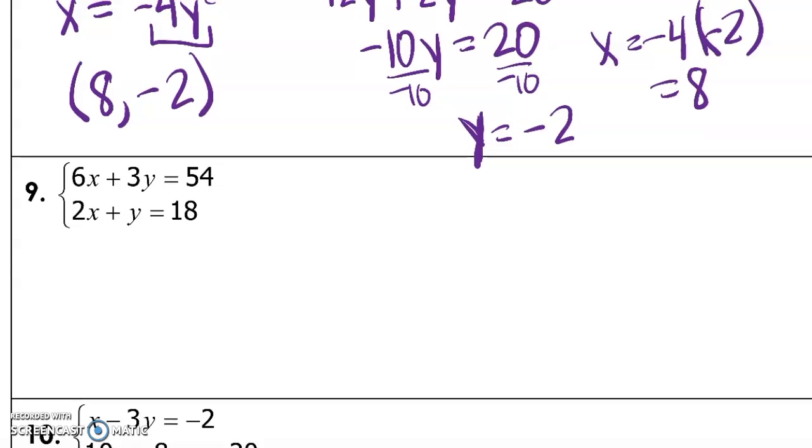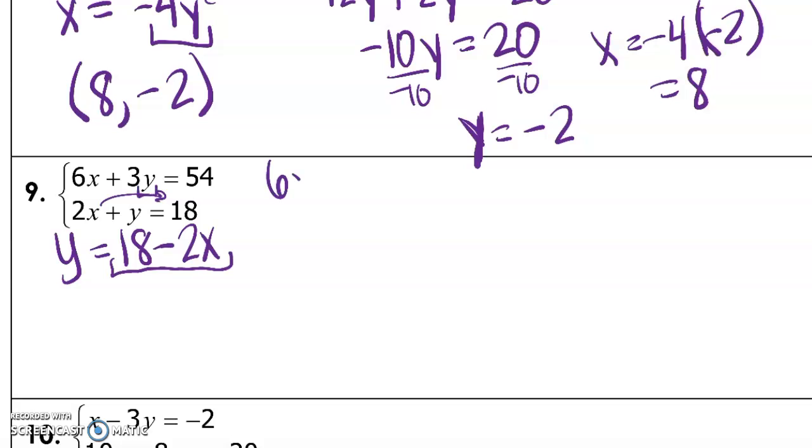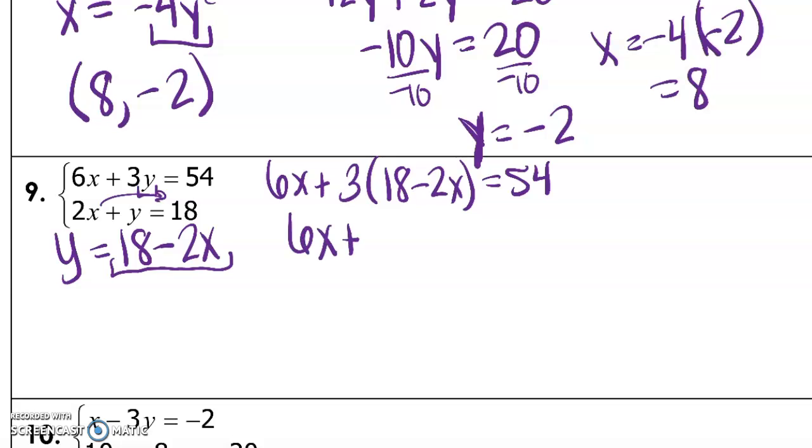Number 9, the bottom y is the easiest to get by itself. So to move that to the other side, you would subtract it. So y equals 18 minus 2x. So we need to plug 18 minus 2x in for the top y. 6x plus 3 parentheses 18 minus 2x is equal to 54. So 6x plus 54 minus 6x is equal to 54.